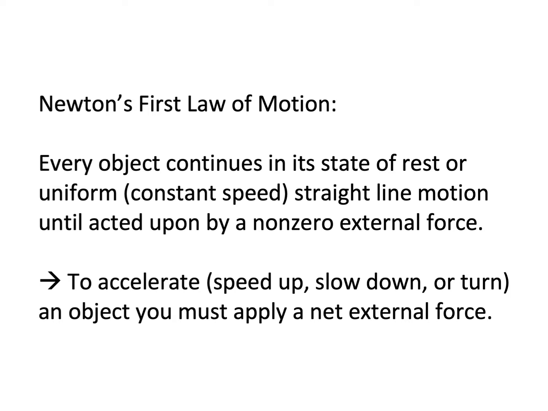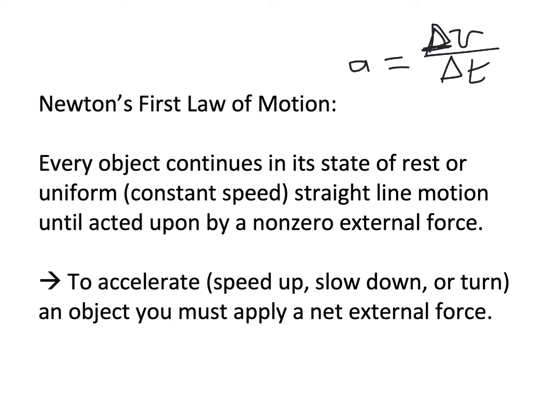But in my classes, I like to formulate the first law a little bit differently. The way I say the first law is this: to accelerate an object, you must apply a net external force. Now, we've talked about what acceleration means. Acceleration is equal to a change in velocity over a change in time. And remember that little triangle means change in. So, we also need to remember that velocity is a vector quantity. That means its direction is important.